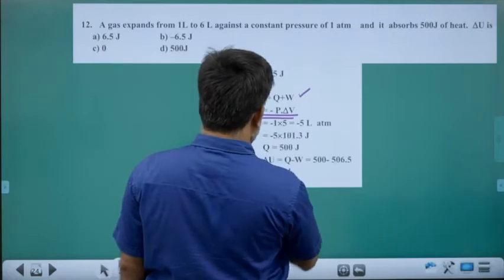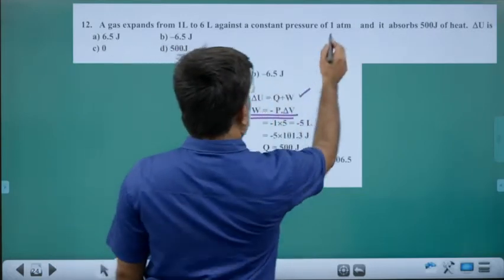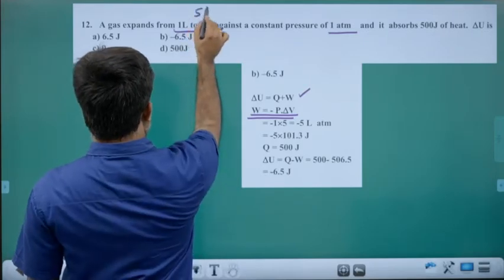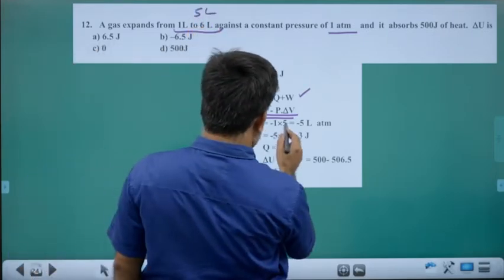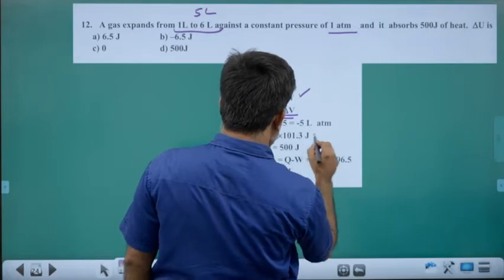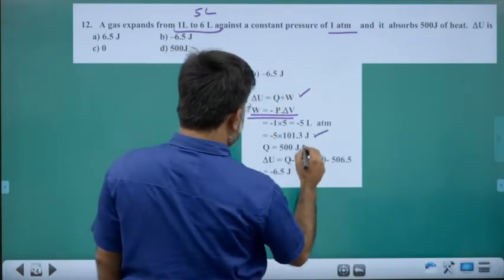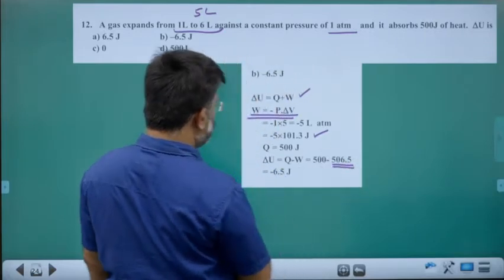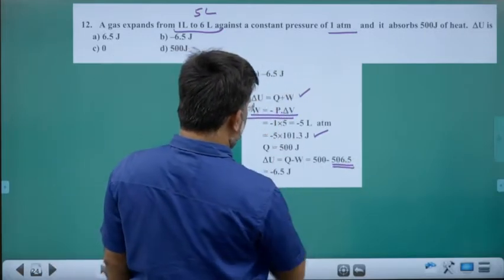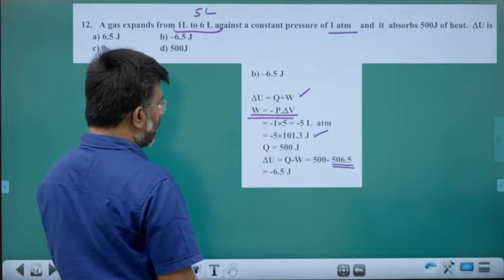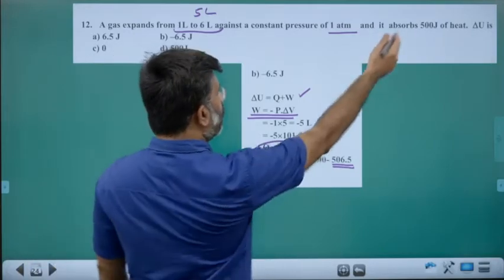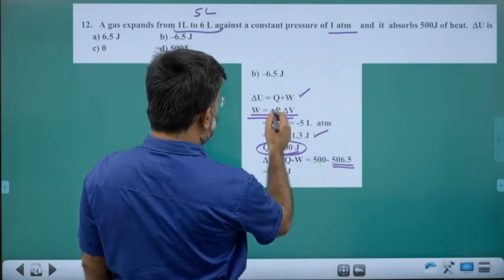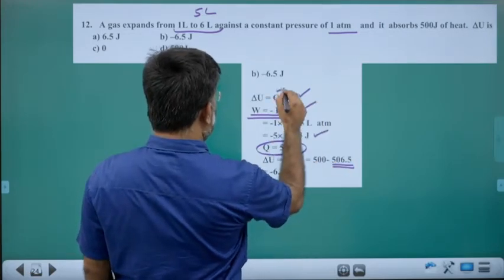P into delta V. What is pressure? 1 atm. What is delta V? 1 liter to 6 liter, so delta V will be 5 liters. So it is minus 1 into 5, 5 liter atm into 101.3. That is some 506.5 joules. Now Q given in the question is 500 joules. So that is absorbed. This is expansion work, so this is minus, and this is plus.